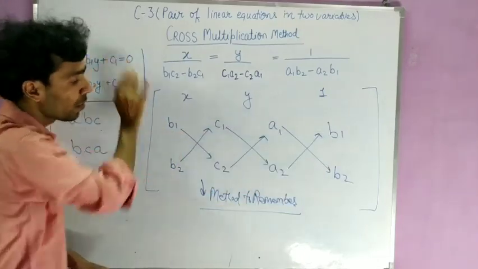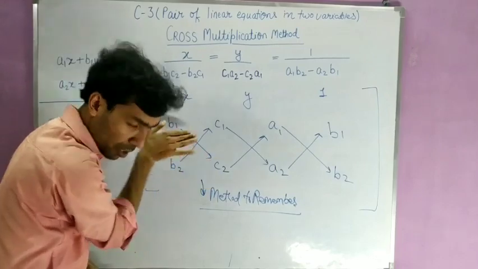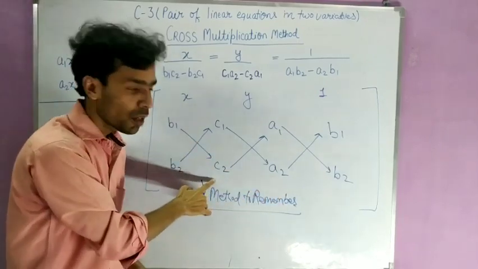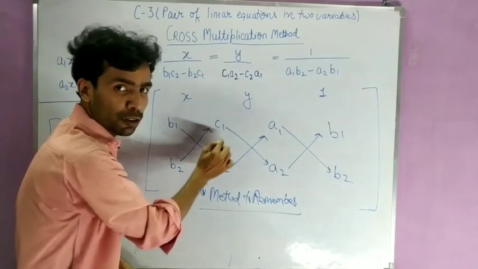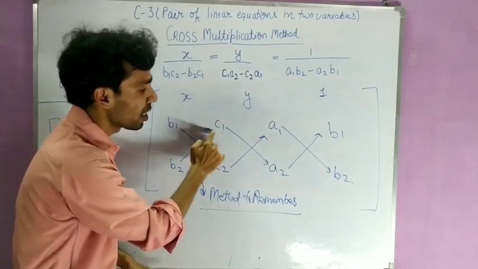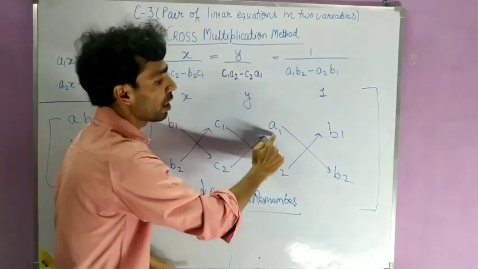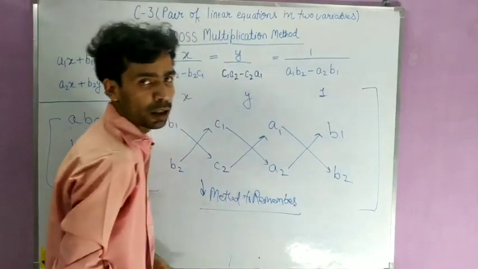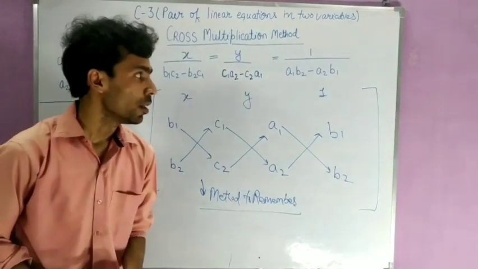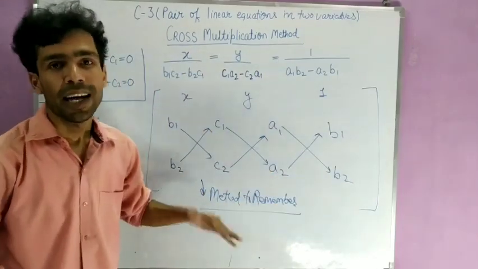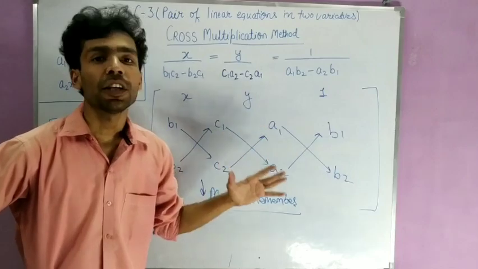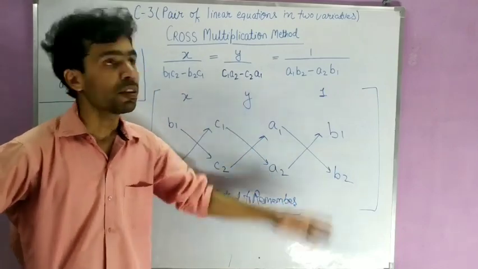One more thing to remember: when this arrow goes downside, b1 c2 takes a positive sign, and when it goes upwards, it takes a negative sign. So b1 c2 minus b2 c1, c1 a2 minus c2 a1, a1 b2 minus a2 b1. So this is the method to remember the formula. First you note down this formula, and after that I will tell you how to solve a pair of linear equations by the cross multiplication method.